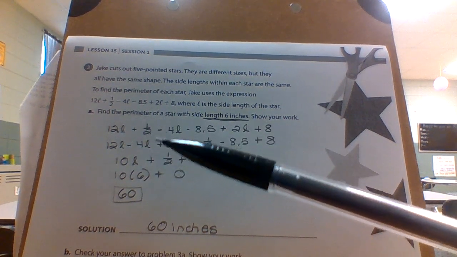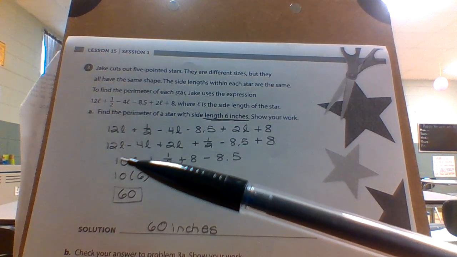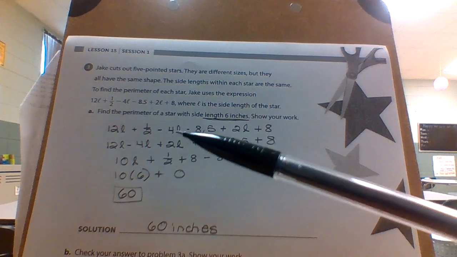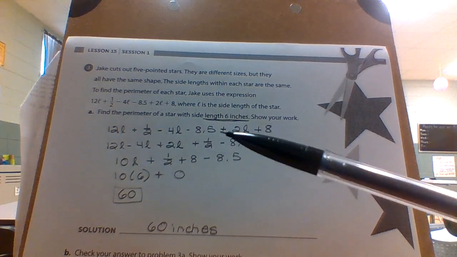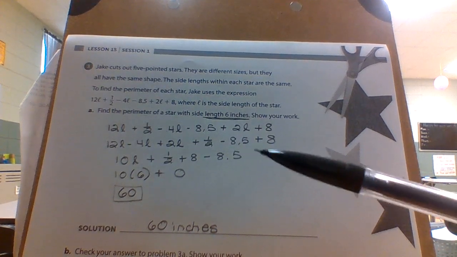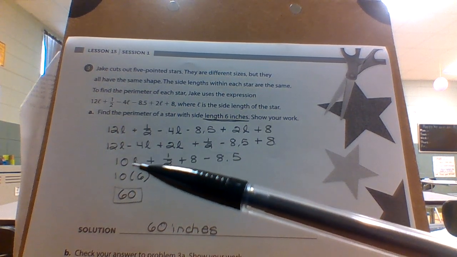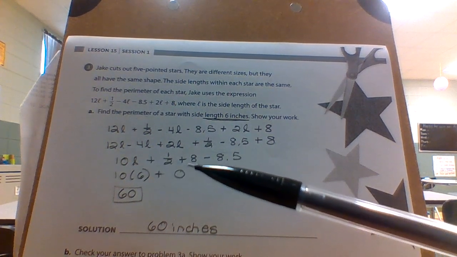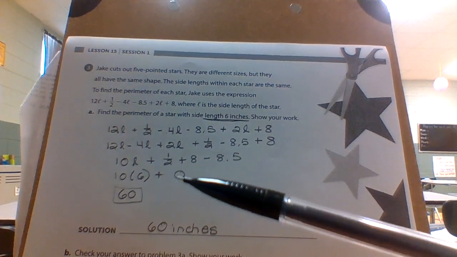Okay, so I've written out the expression again. Then I went and put all my like terms together. I've got all the ones with the variable, the L. And when it's got minus 4L, you make sure you put minus 4L plus 2L, whatever the sign is that's in front of it. Then there's the 1/2, and there's a minus 8.5 and plus 8. So 12L minus 4L gives you 8L, and add the 2L gives you 10L. And then you have 1/2 and 8, which gives you 8.5. And then you're going to subtract 8.5, which gives you 0.